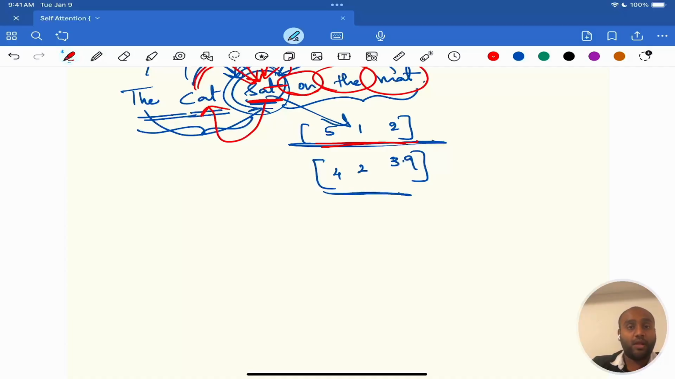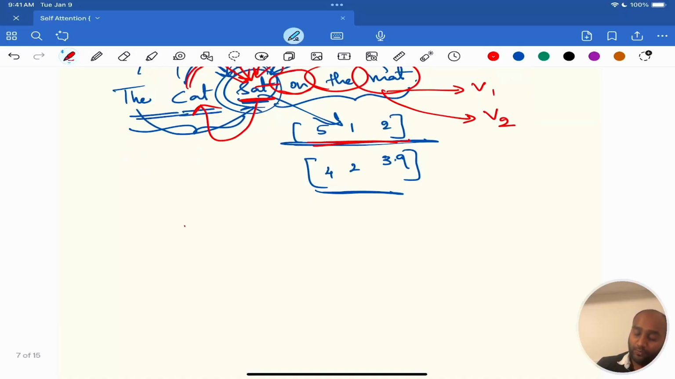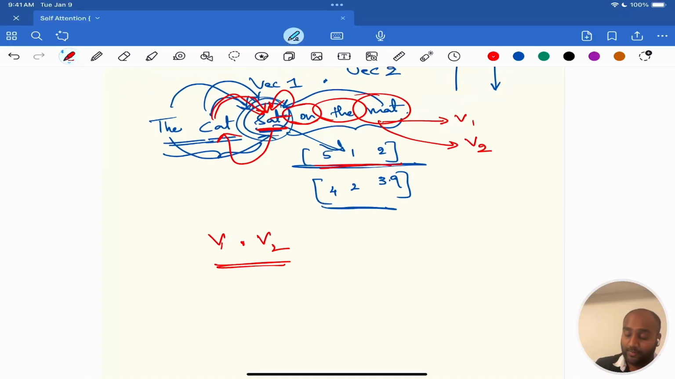Okay. Now you can simply say, if you take this as V1 and take the same sentence as V2, you can just do V1 dot product V2 and then find out attention between all these words, right? So basically, attention is a square matrix.